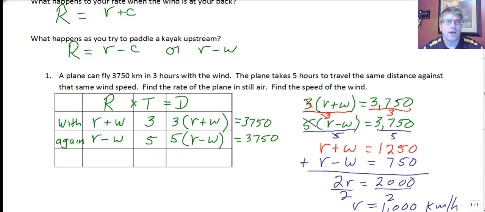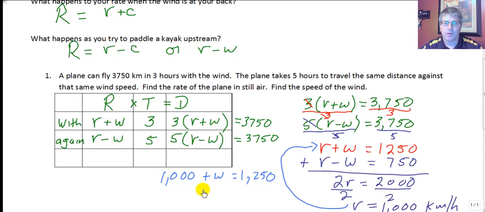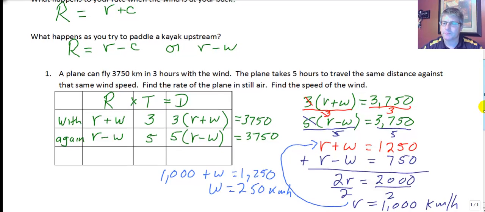Now, to find the wind speed, that's really quite easy. We can take our r and we can plug it into either one of these two. So r is 1,000, so we get 1,000 plus w equals 1,250, and all of you can eyeball that, and we get a wind speed of 250 kilometers per hour. And we've answered our questions.